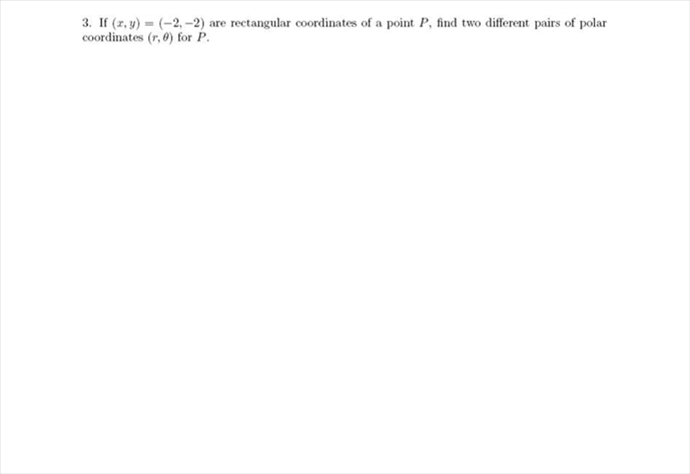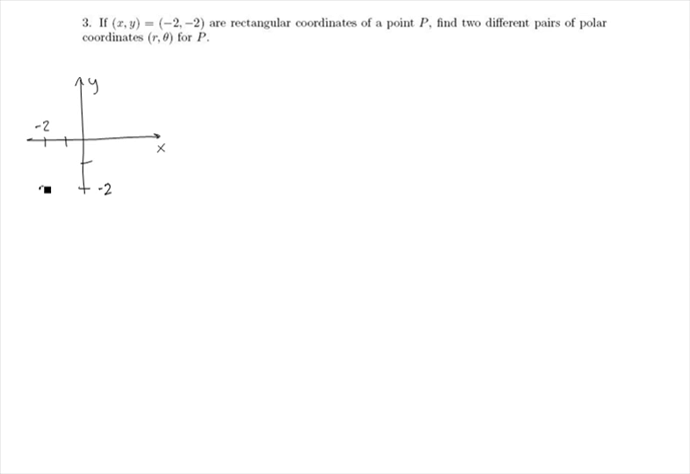In this problem, we're given the rectangular coordinates of a point, and we're asked to find two different pairs of polar coordinates. So let's begin by drawing where this point is on the rectangular coordinate system. So when we have x and y axis, then if we go over -2 in the x direction and down -2 in the y direction, there's our point.